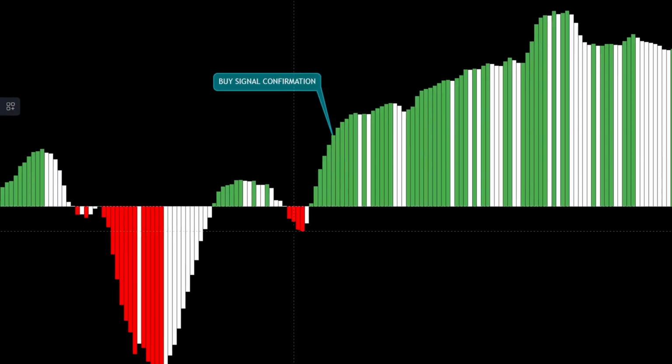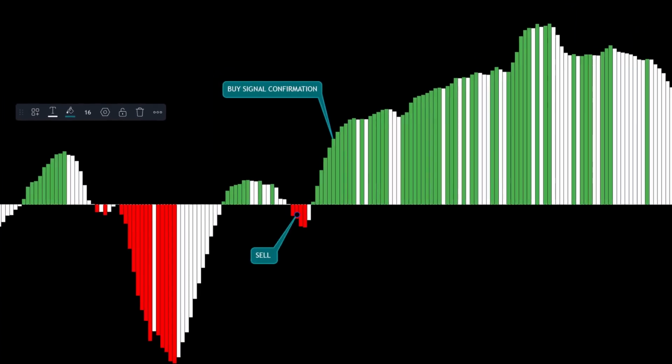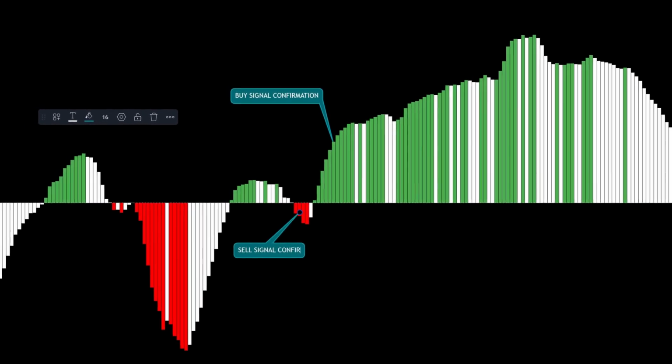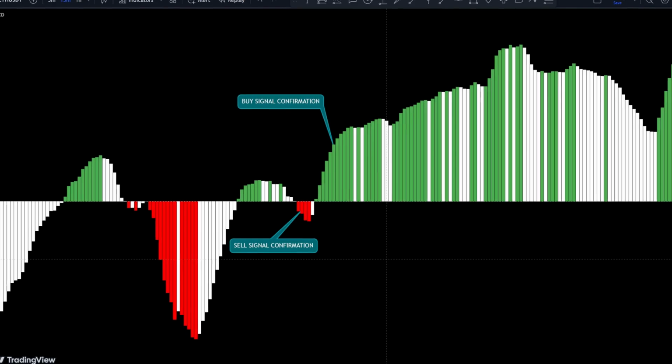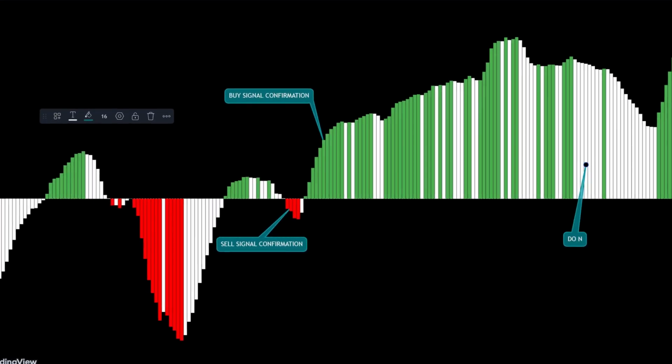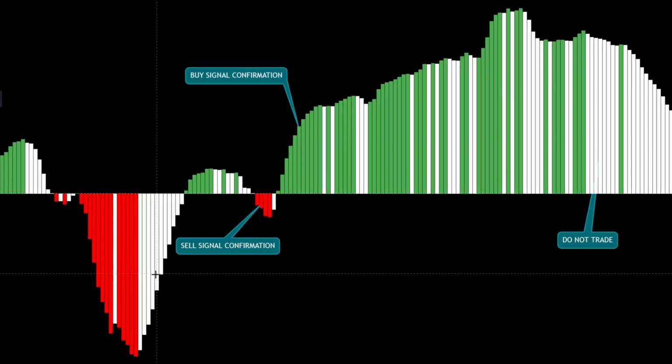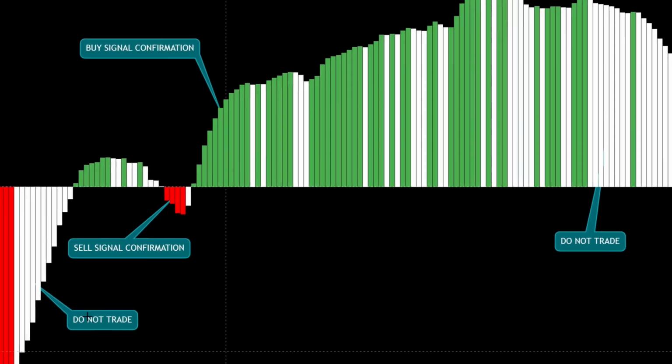The green columns tell us that the market is bullish and that's a good time to consider buying. The red columns, on the other hand, show the market is in a downtrend, so selling might be the way to go. Now, when we see those white columns, it's best to hold off on making any trades for the time being, regardless of where they are relative to the zero line.